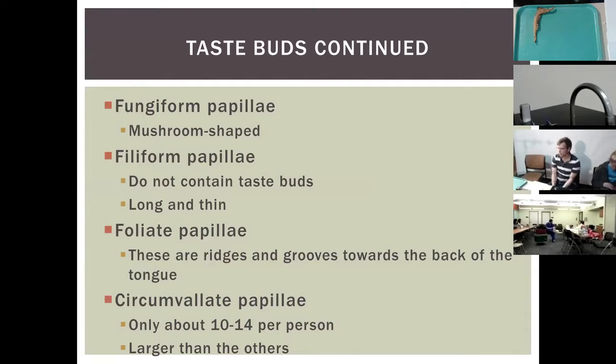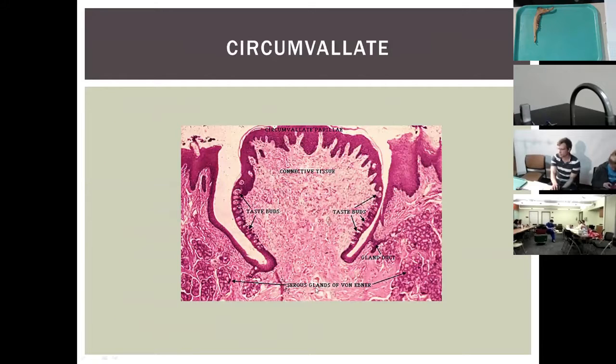Foliate papillae, these are towards the very back of the tongue. And then you have circumvallate papillae, which you only have 10 or 14 per person, and these are larger than the others. And here's a picture of a circumvallate papillae. So this is a cross section, so we cut all the way across it, and this is a microscope slide of that. And you can see that there's this valley. So think of circumvallate, think of a valley, and it circles the papillae. So you have these valleys that surround the papillae. And if you look over on the sides, you see these little circles. Those are actually taste buds.